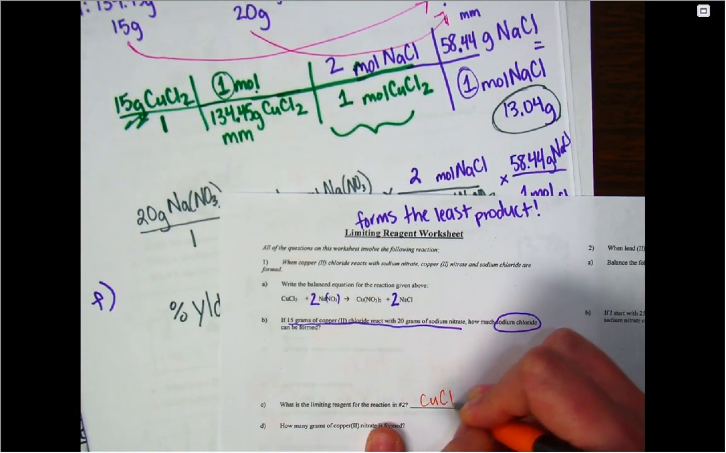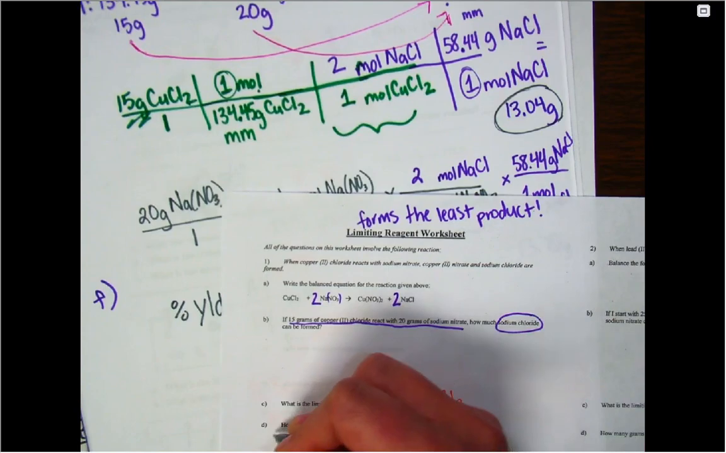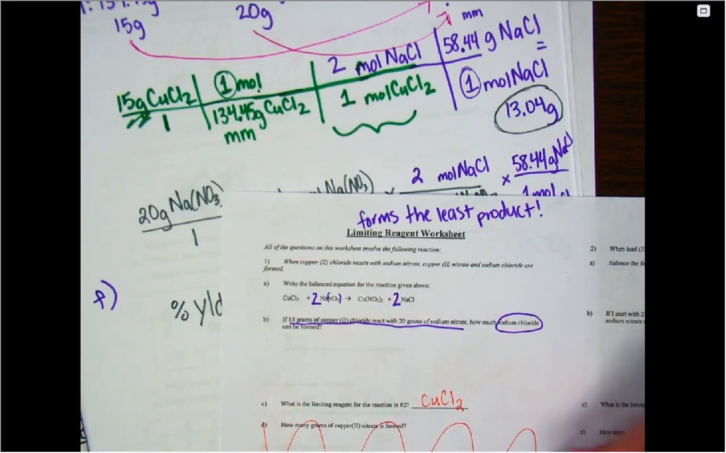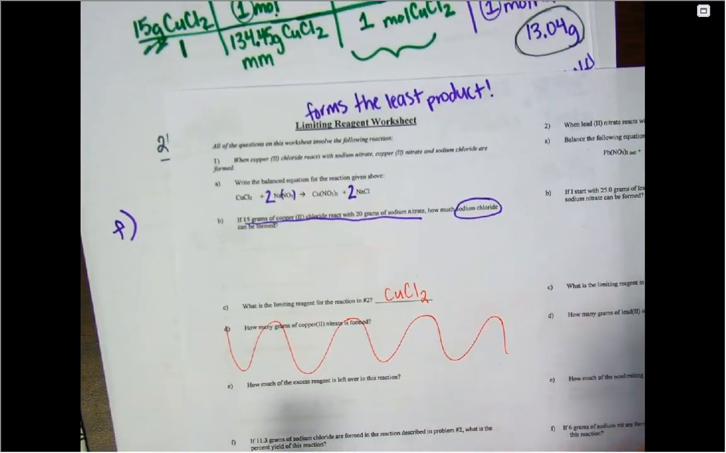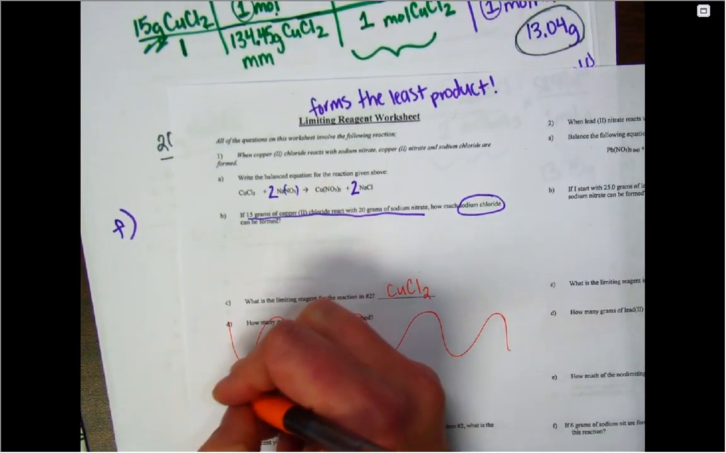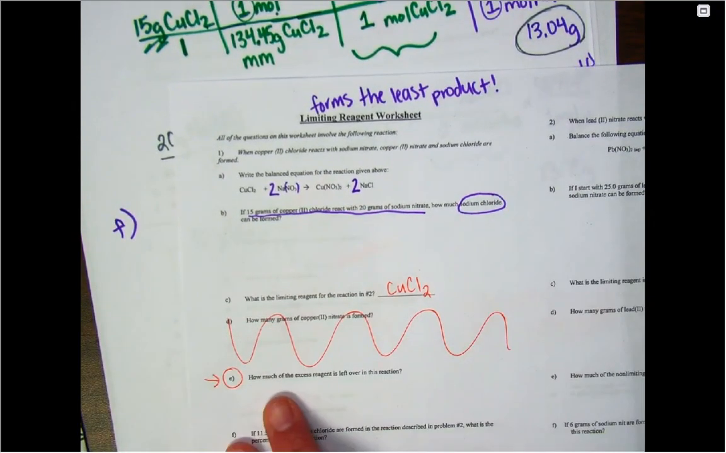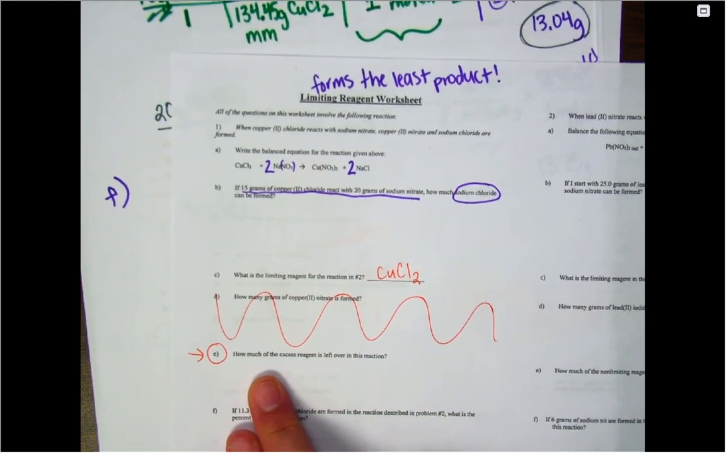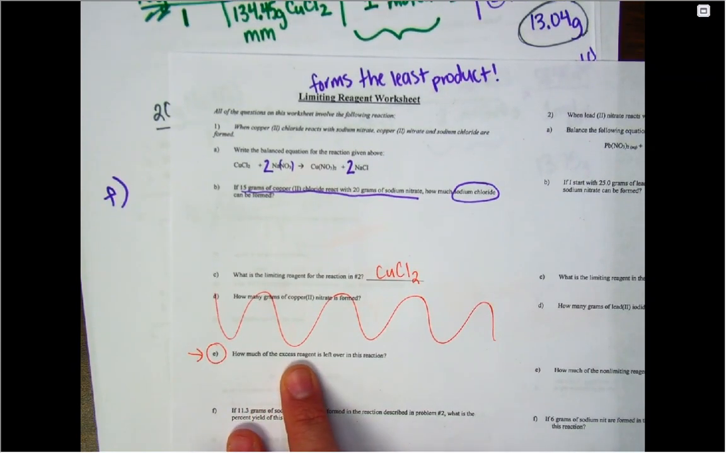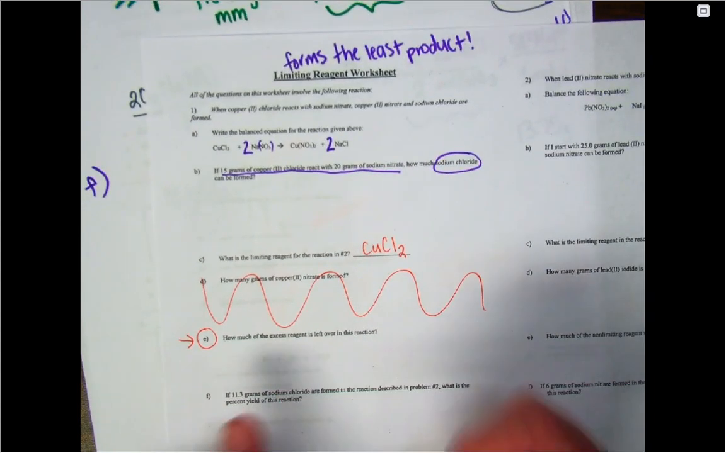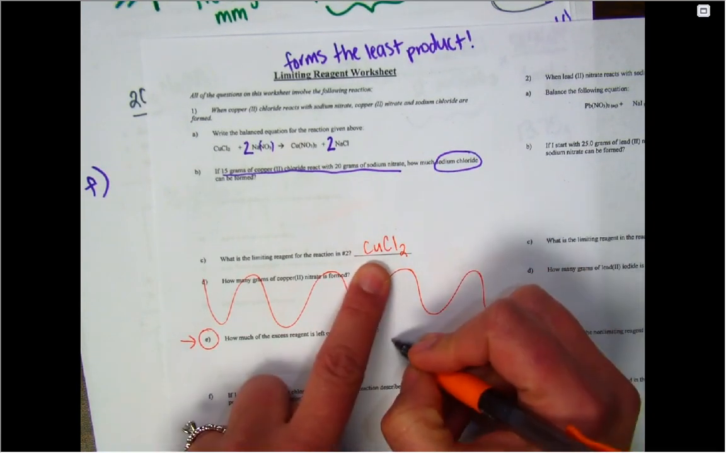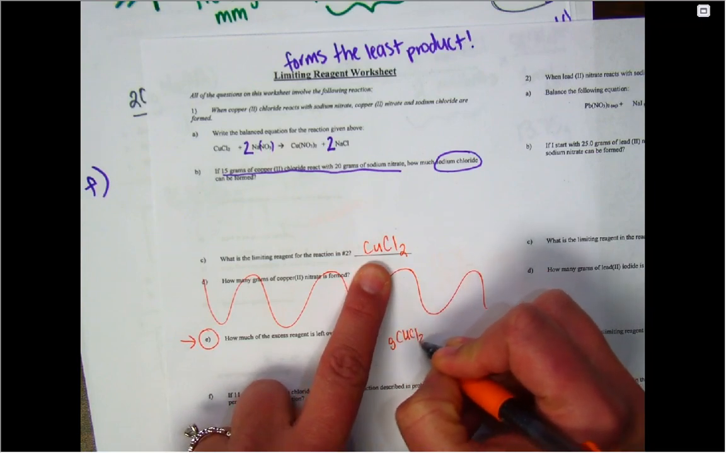Copper 2 chloride. Good. Letter D, I'm kind of going to eliminate it because we found in first period it really was just an extra stoichiometry problem, and so don't stress out over that. This is what I would like to show you guys tomorrow, is figuring out how much excess reagent was left over. The way that you would do this, so if you wanted to work ahead to it, is you would handle your grams of copper 2 chloride.